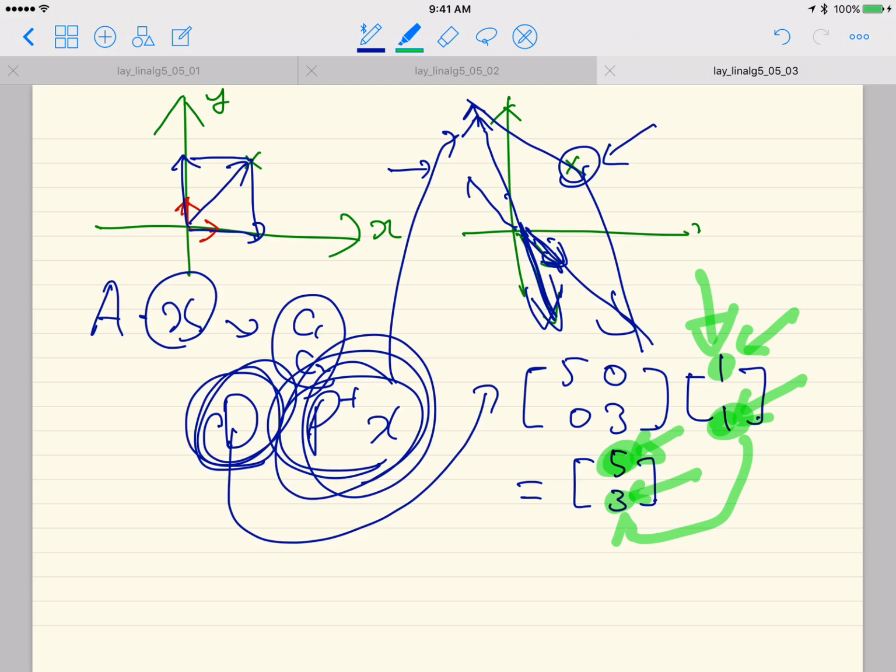And then what is the process of P? You originally have that old space where the basis is (1, 0) and (0, 1). And then you send your vector into the new coordinate system where the two basis vectors are the eigenvectors.